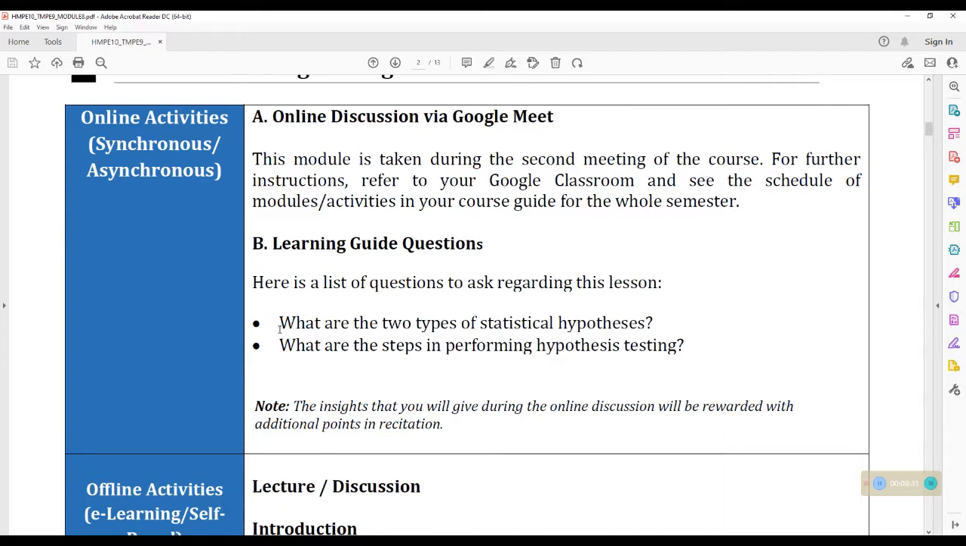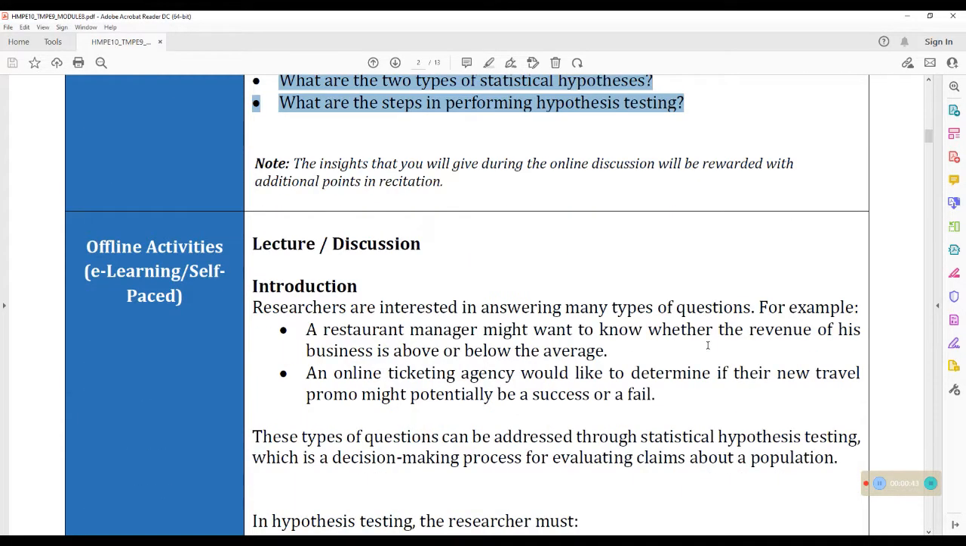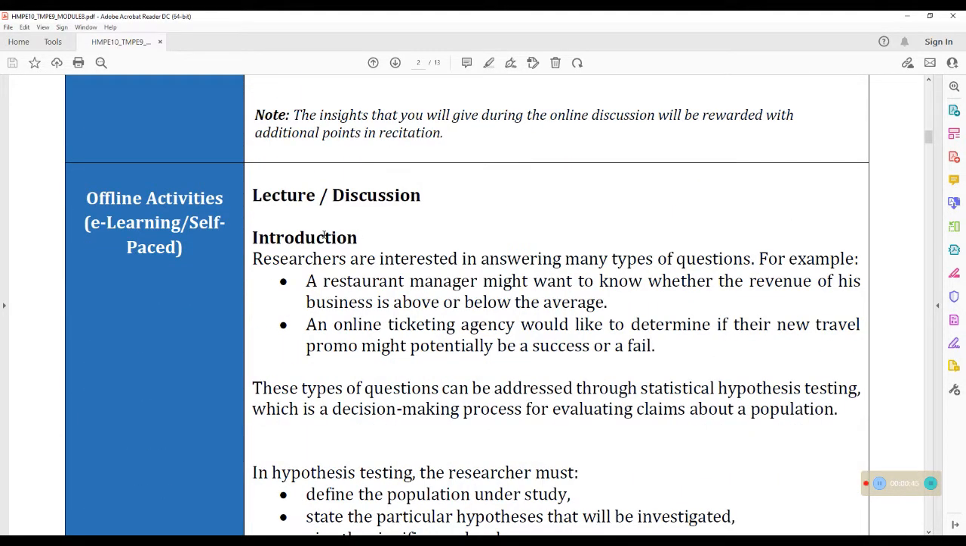So I only prepared here two learning guide questions, but these two questions will be subdivided into multiple recitation items. So pakitingnan po kung ano-ano yung mga magiging sagot kasi possibly kayo yung matawag for that. So let's proceed with the introduction.